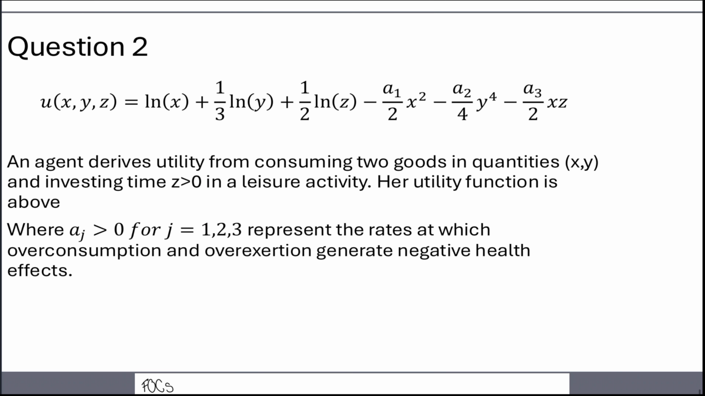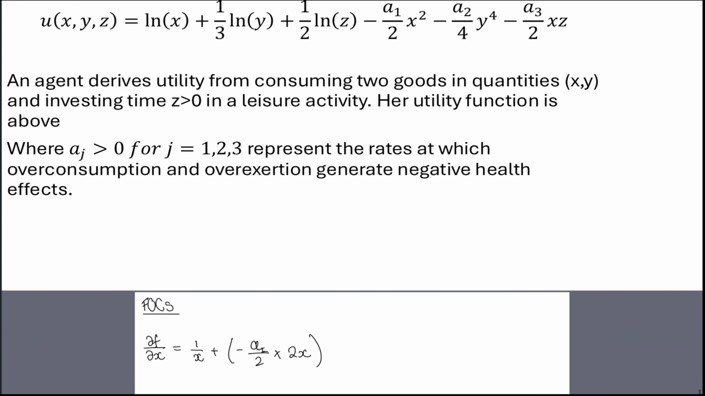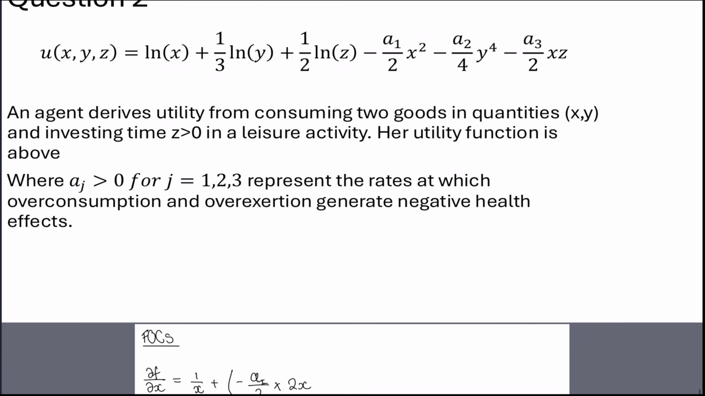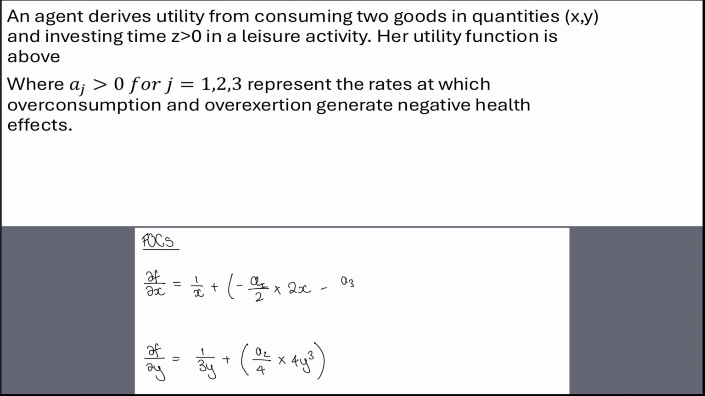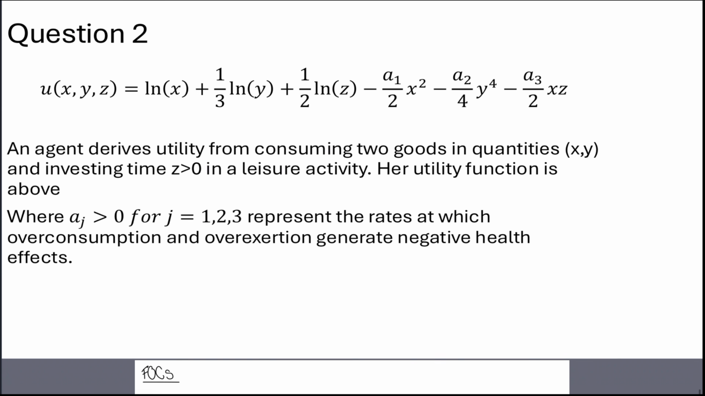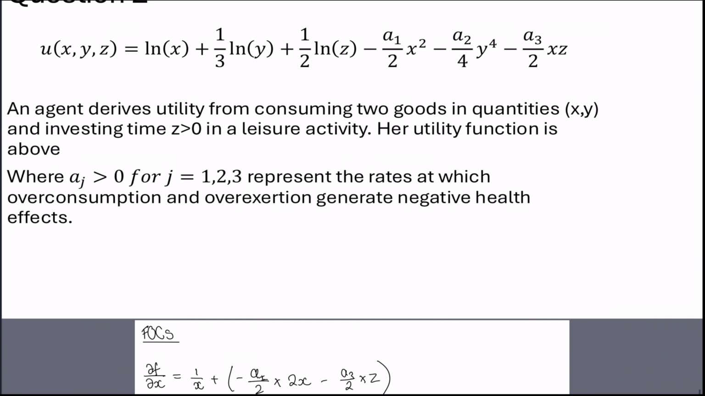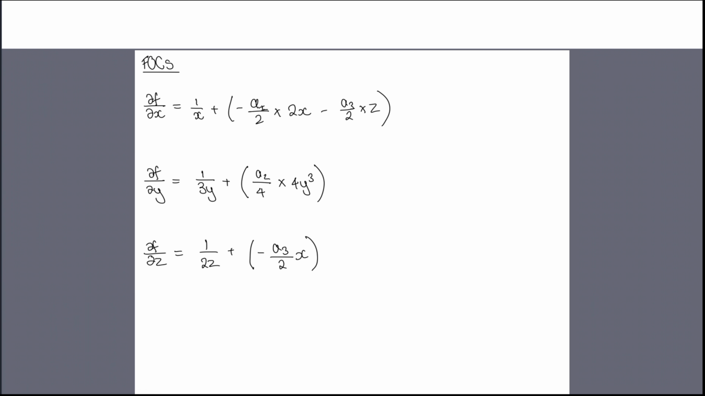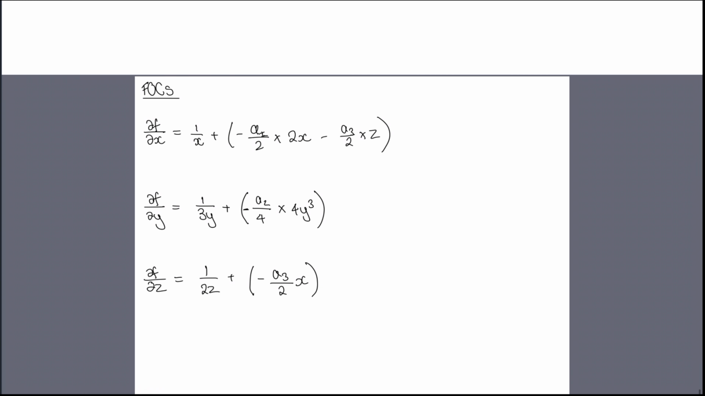Cool. Over here, this has both variables x and z, which I did not see beforehand. So over here we'd get minus a3 over 2 and then times z. Cool. Hopefully you are happy with that. What we will now do is equate, should be a minus sign over here. We will equate all of these to 0.